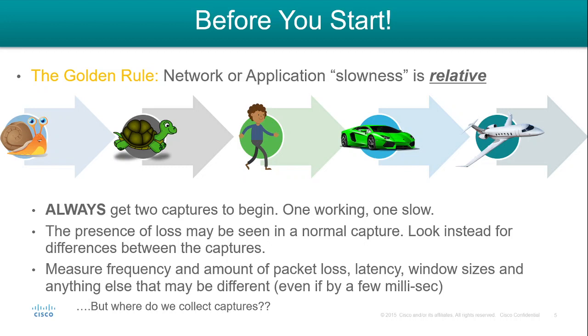So remember, if you take away nothing from this training, remember both the golden rule that network or application slowness is relative and that you should always get two packet captures to begin with, one working, one fast capture, and one slow or one broken capture. The next question is, well, where do we collect those captures? And sometimes that doesn't always have a straightforward answer.